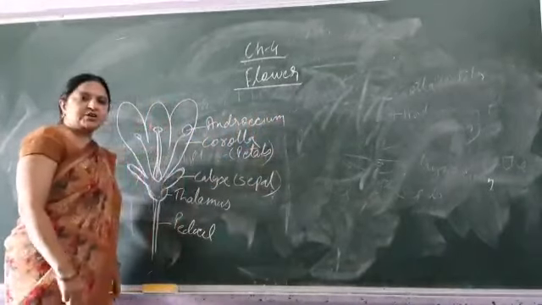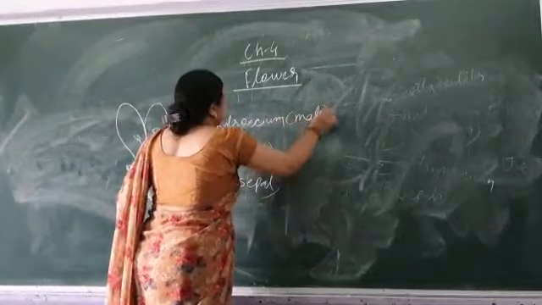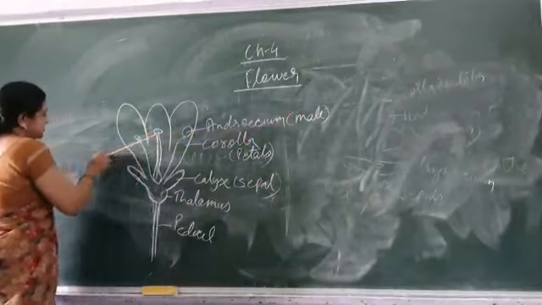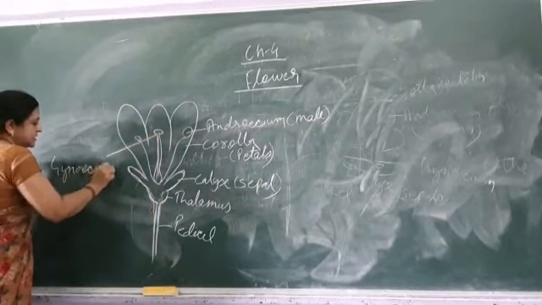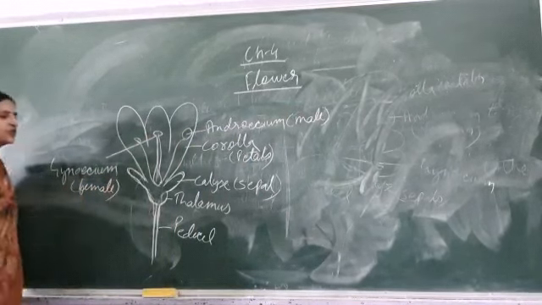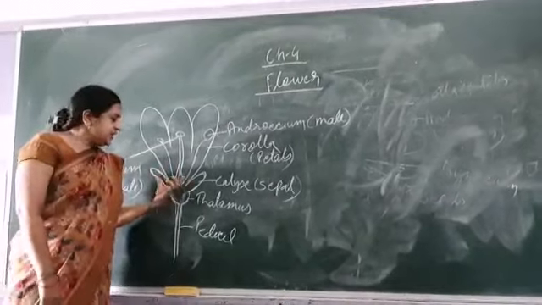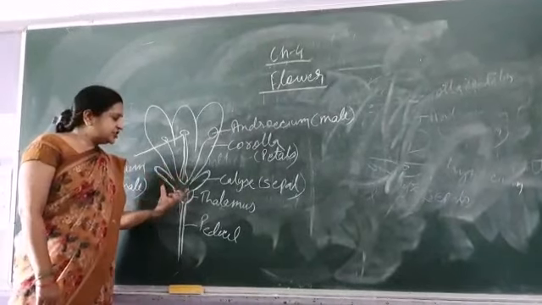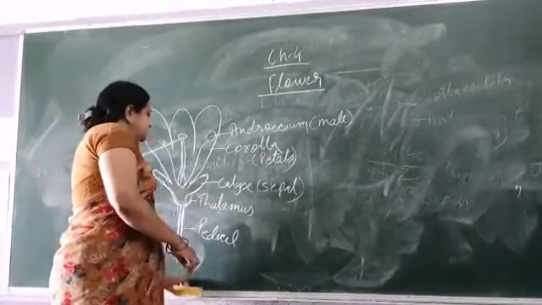This is the male reproductive part of the flower, and this is the gynoecium, the female reproductive part of it. Now, one by one, we will study the structure and function of each part of the flower. Now, let's start with the calyx.